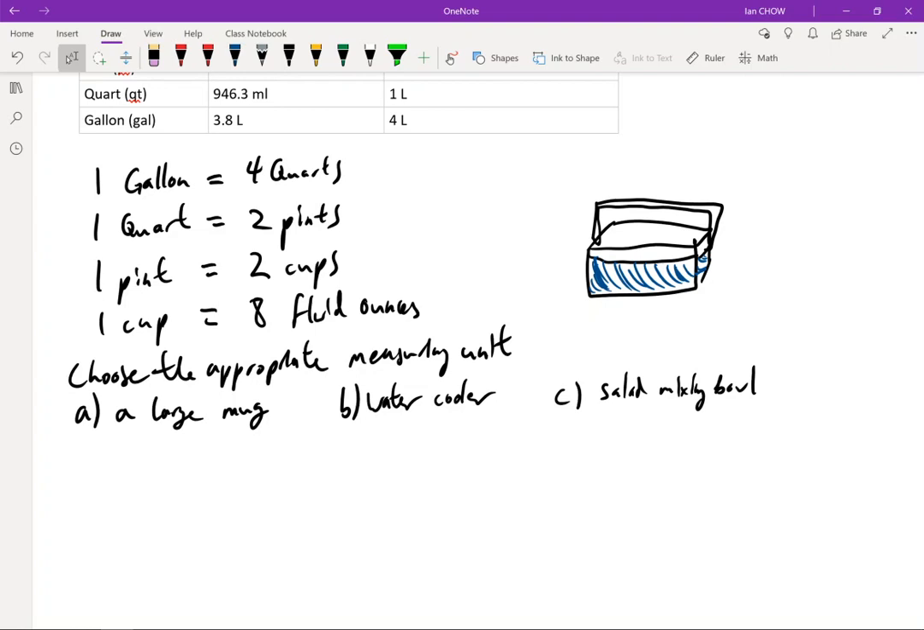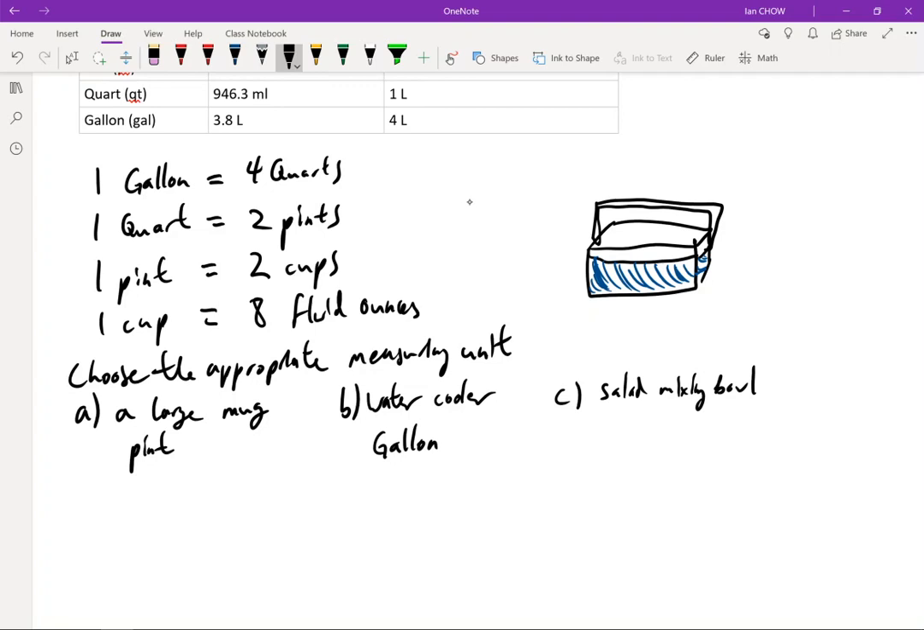A large mug is already bigger than a cup. And so the appropriate measuring unit, well, you can say it's 2 cups, but there's a measuring unit for that. That will be a pint. And then for a water cooler, it's going to be quite big. It's going to take forever for you to measure in cups. So instead, let's use gallons for that. That's going to be at least 4 liters, or maybe even more, 8, 10, 15, even up to 20 liters, or maybe 40 liters. So we would use gallons for a water cooler.